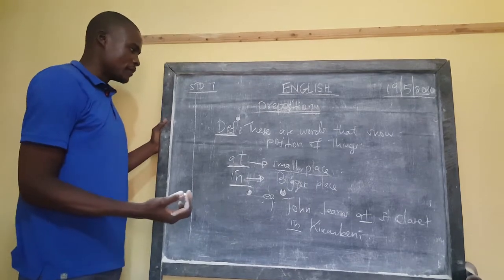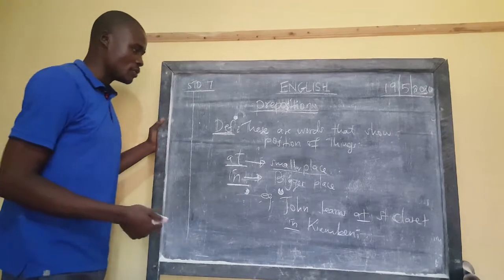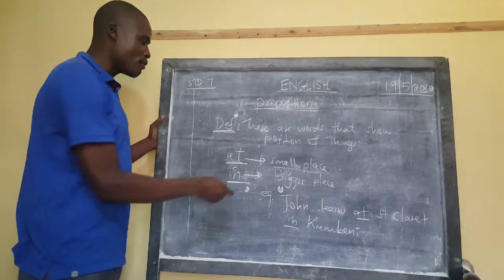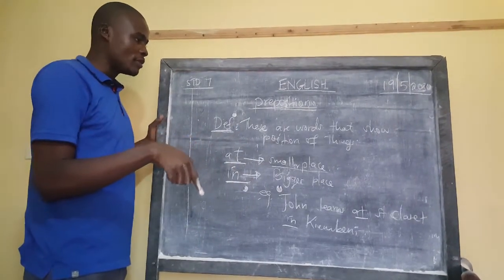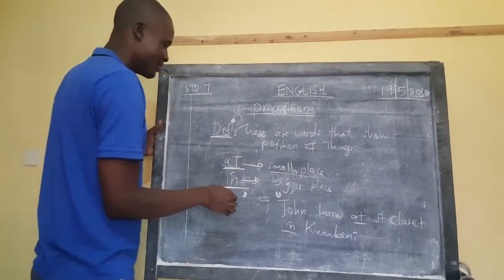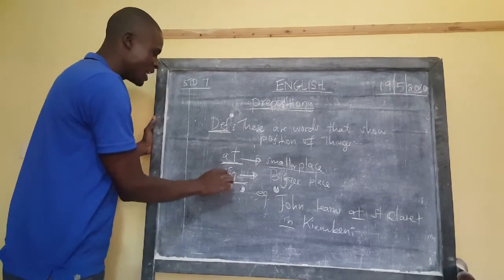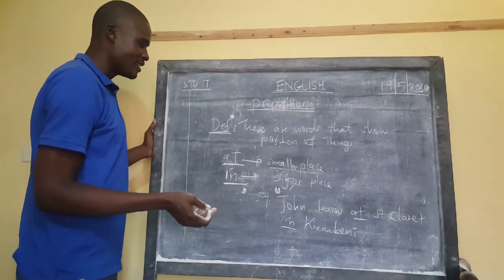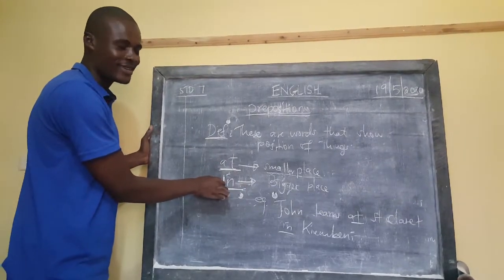So "at" is used to show a smaller place, and "in" a bigger place. Right now we have Mombasa as a city. So John stays in Mombasa. That's a bigger place. But the exact place where he can be found, he stays at Shanzu. Old Town, good. We have a very good example. Old Town is a small place in Mombasa. So Jennifer stays at Old Town, but in Mombasa.